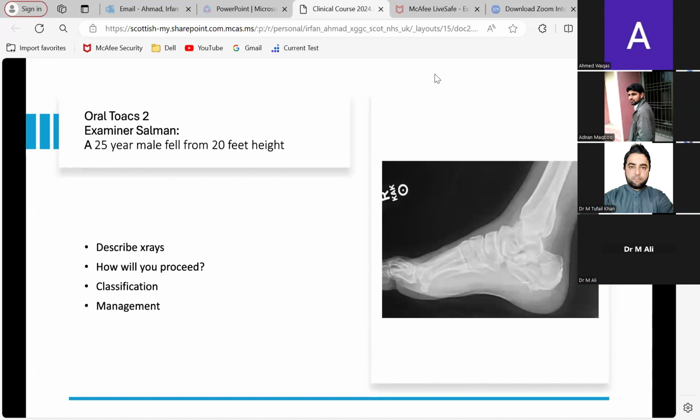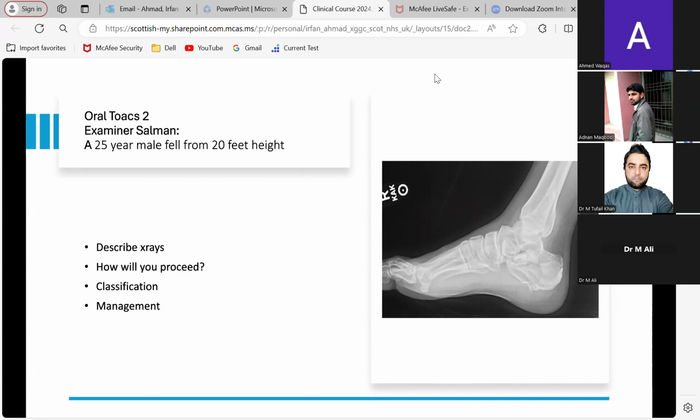In the Sanders classification, there are type 1, type 2, type 3, and type 4. Type 1 is an undisplaced fracture of the calcaneum. Type 2 is a two-part fracture of the calcaneum, where the fracture line passes through the posterior facet of the calcaneum. Okay, that's fine. Tell me, how will you manage?